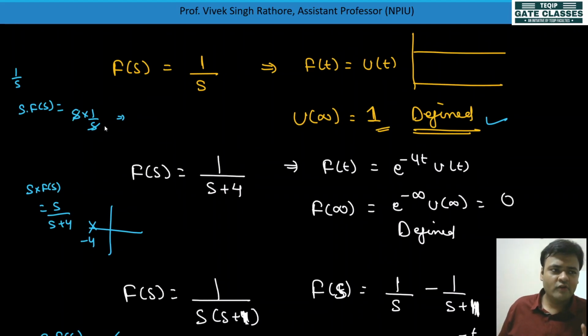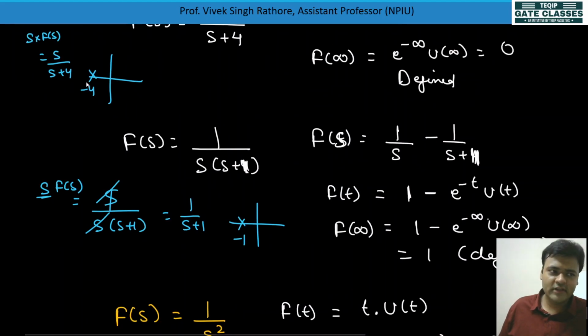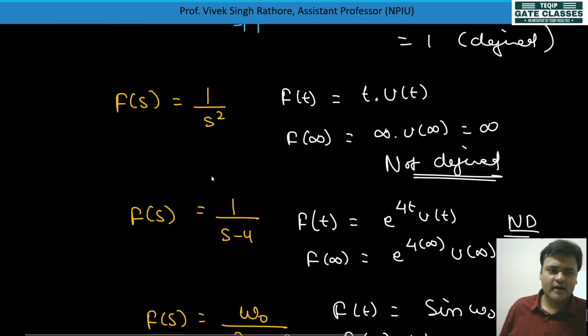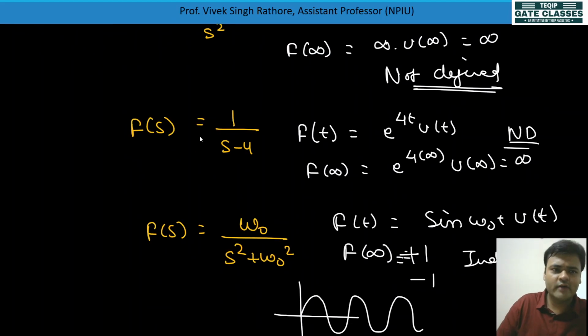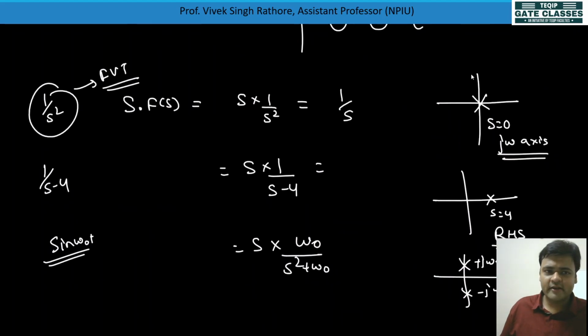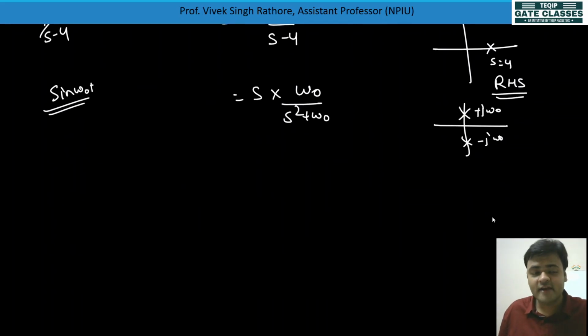Now maybe you are understanding what I wanted to tell you: if your pole is in the left hand side, and here also it is in the left hand side, all final values were defined. But for the value where, when we do s into f of s, we get poles at the j omega axis or in the right hand side, that value is not defined, right? That value is not defined.